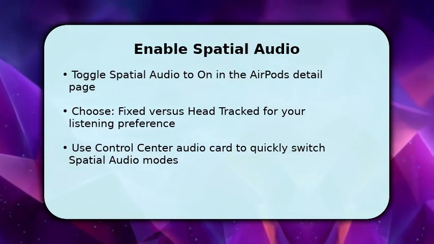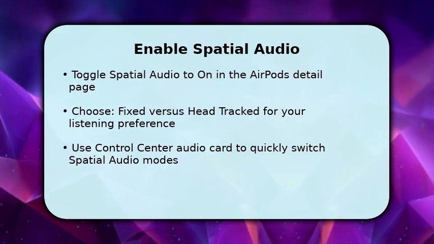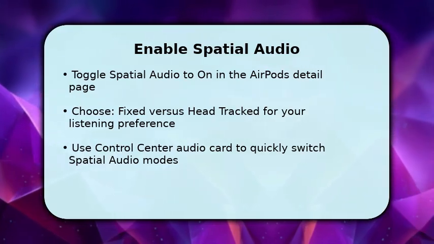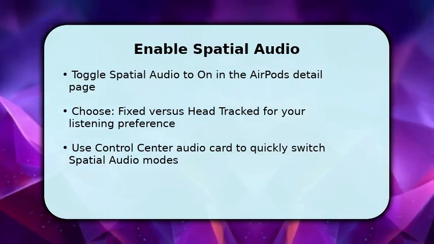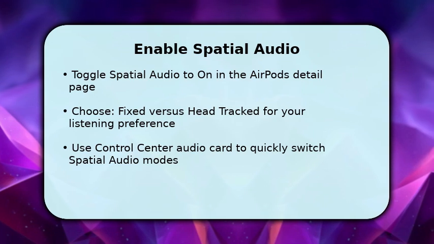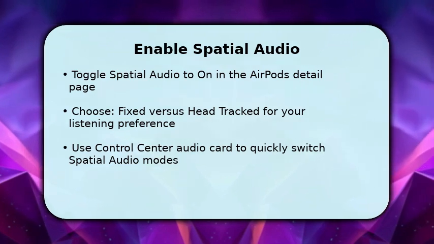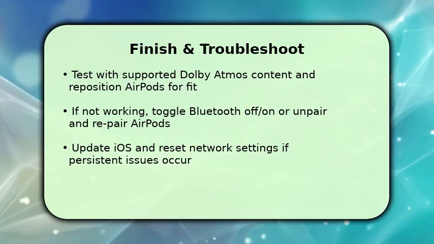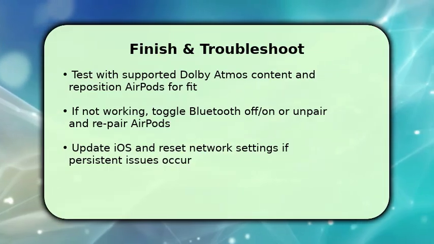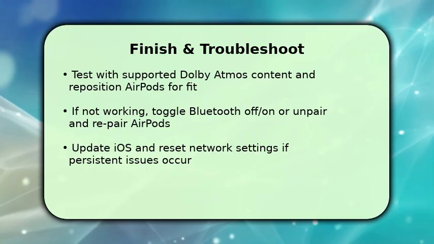open Control Center. From the audio card, you can verify Spatial Audio is active and switch between modes on the fly. Make sure App Audio supports Spatial Audio to hear the effect. Finish by testing with Dolby Atmos content and checking fit. A loose seal affects perceived spatialization.